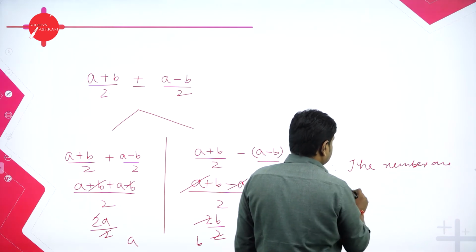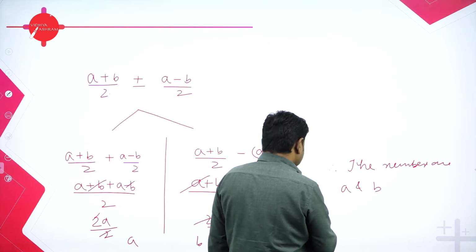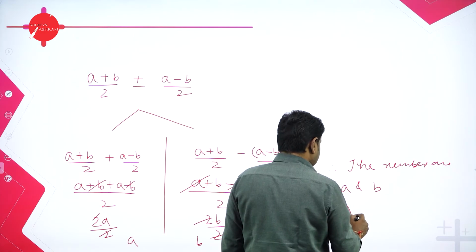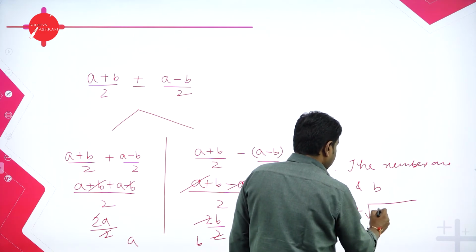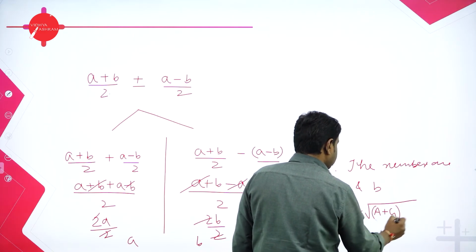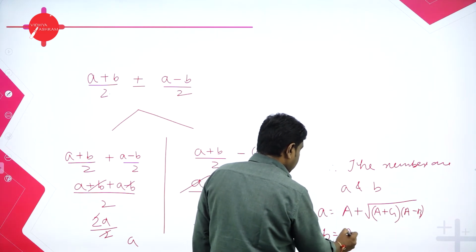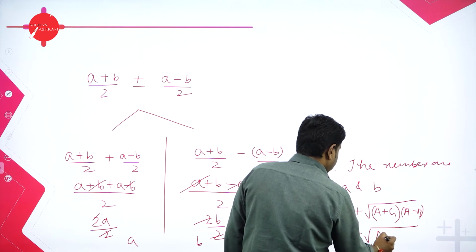The numbers are A and B. Therefore, one number A is A plus root of A plus G into A minus G. The other number B is A minus root of A plus G into A minus G.